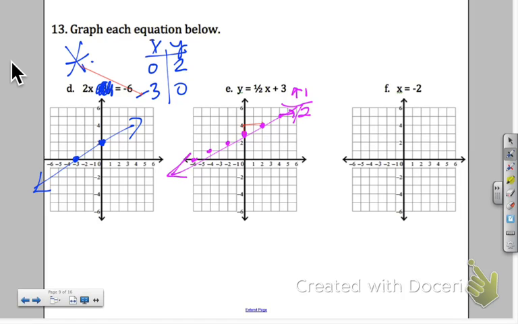And then, of course, by analogy, if slope equals 0 is a horizontal line, then this is slope undefined, and that's a vertical line, and that's an x equals equation. So that's x equals negative 2. So a vertical line at negative 2. Guaranteed to see those on the test.